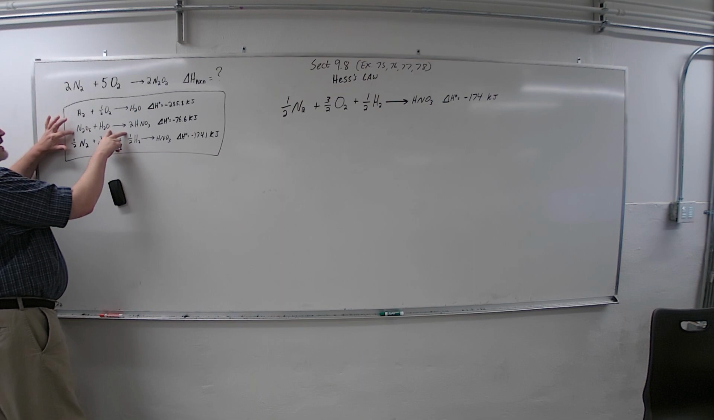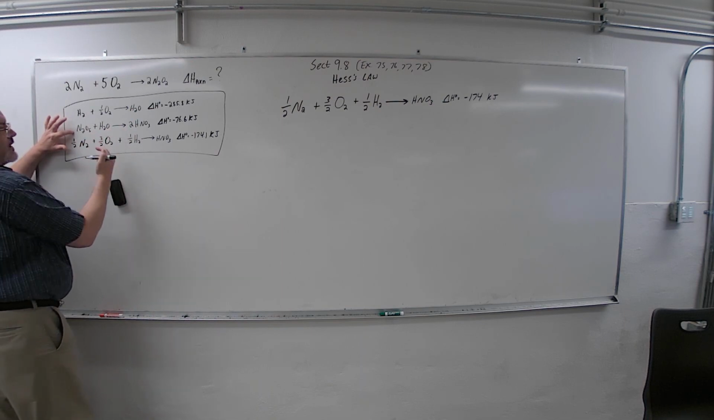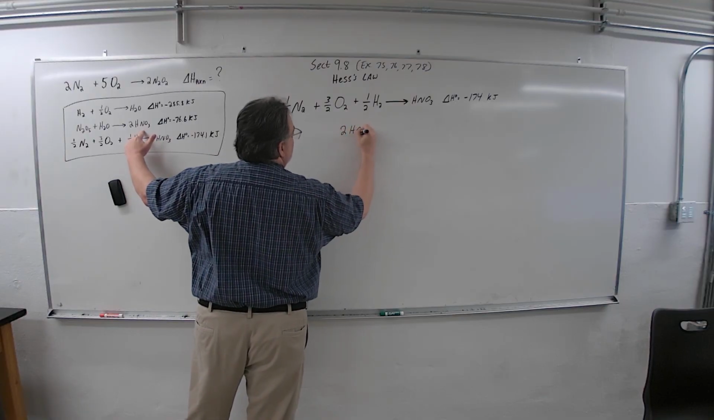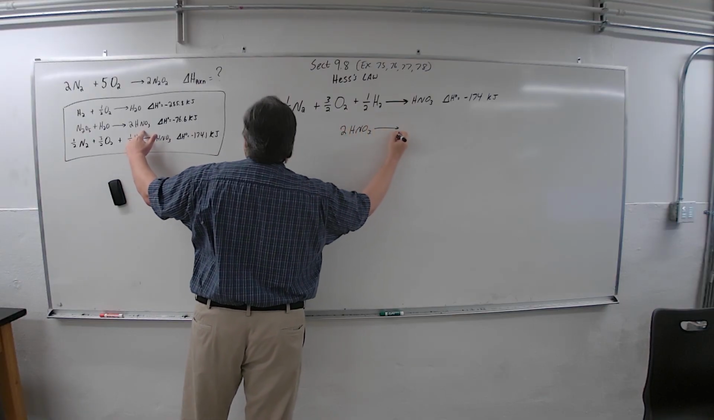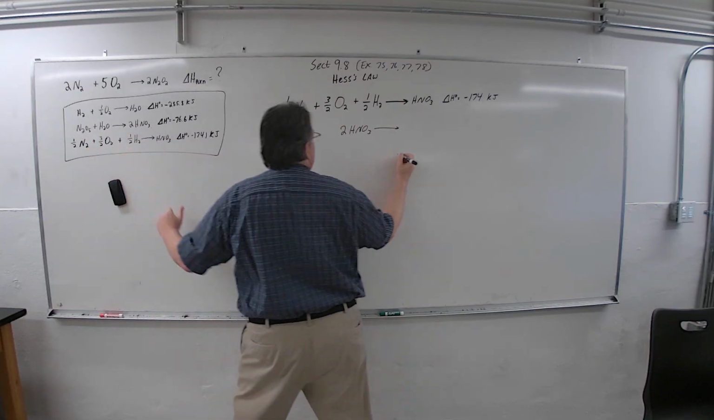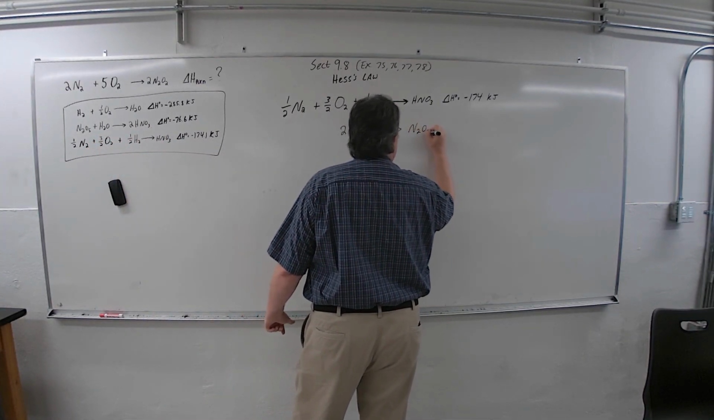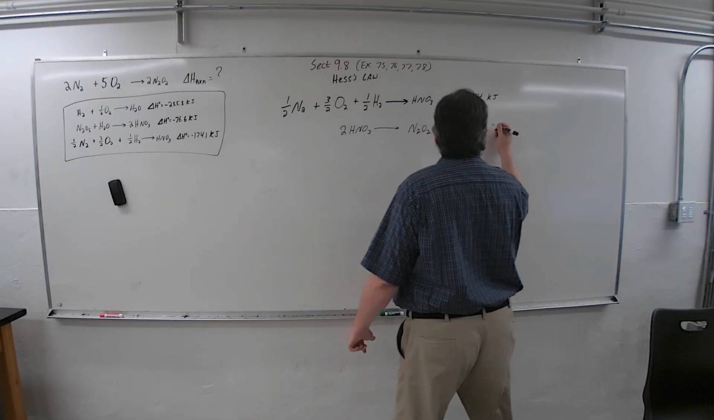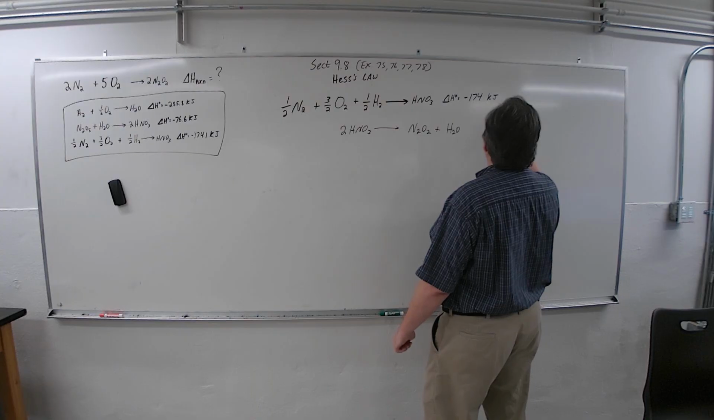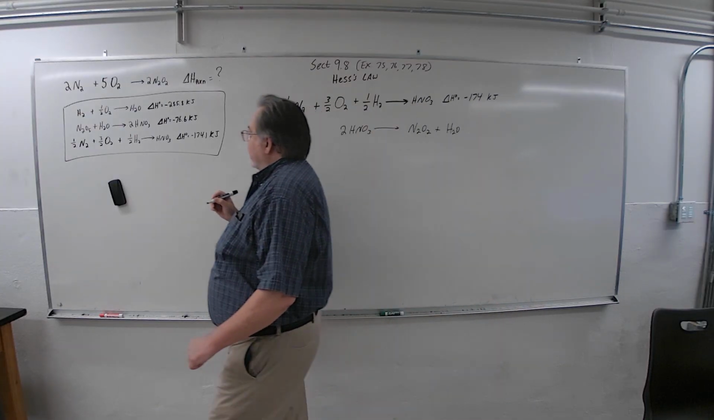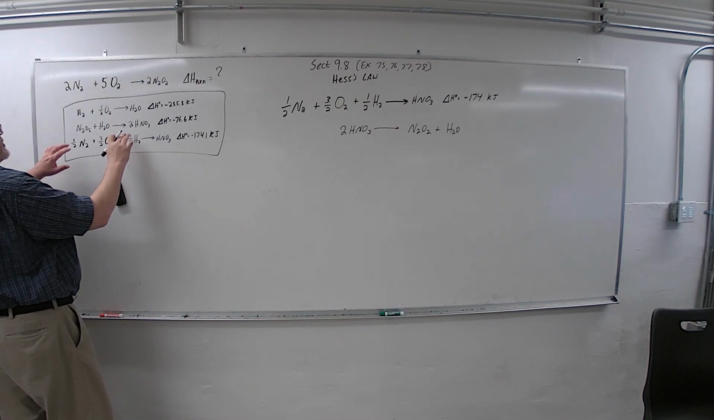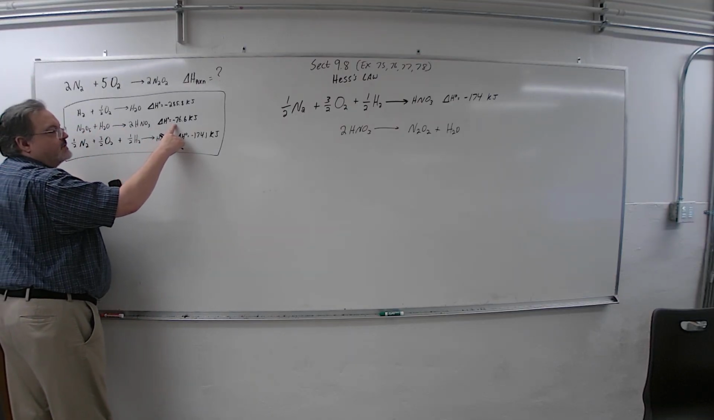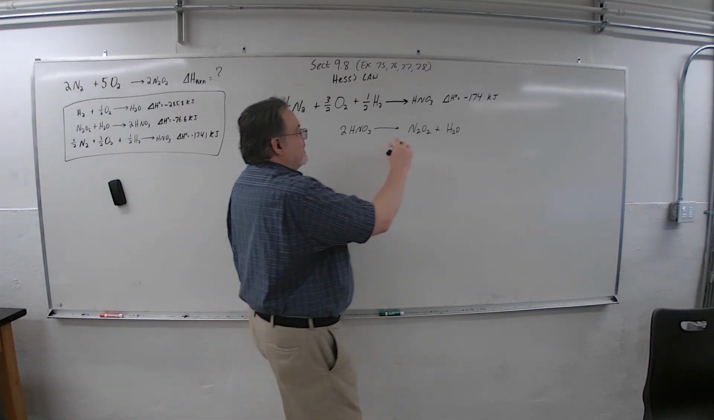I'm going to take this and flip it backwards like this. I'm going to put 2 HNO3 makes NO2 plus H2O. Guess that's okay. When you take this and flip it over, you change the sign. So now I'm going to put positive 76.6 for this.